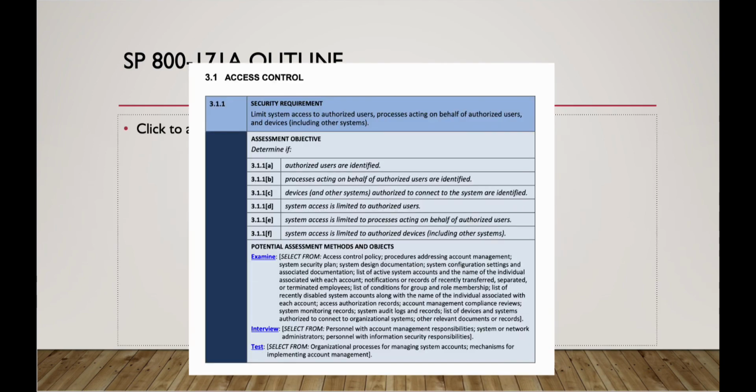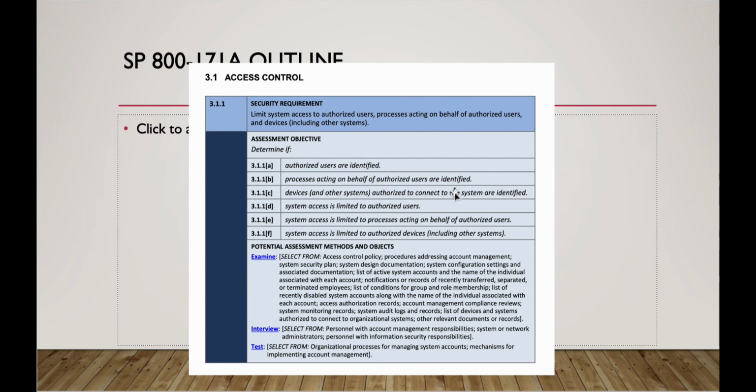From an access control requirement, it talks through, for example, I'll just give you, as you guys are listening to this, 3.1.1 is a security requirement. It states limit system access to authorized users, processes acting on behalf of authorized users, and devices. And then it breaks it into subcategories. 3.1.1a, 3.1.1b, c, and so forth. 3.1.1a is authorized users are identified. So can you identify if you have users within your company? Is each of them identified? Okay, cool. If you can, then you would meet 3.1.1a.